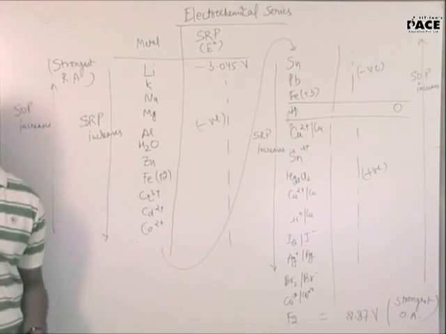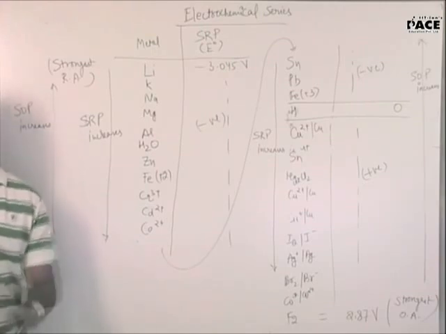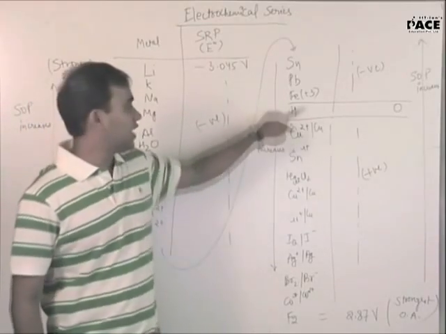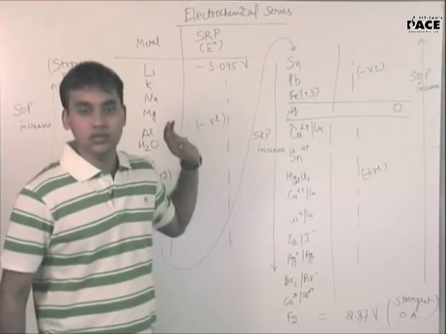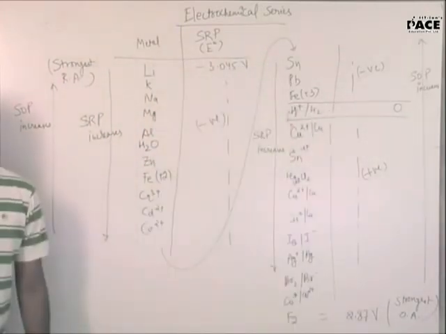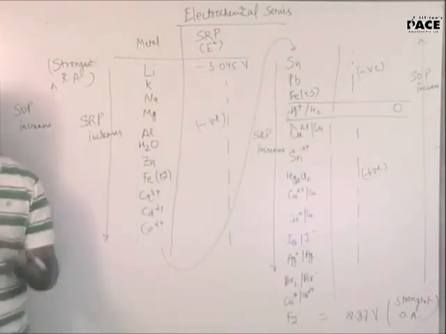So if you have something with a higher SRP, it implies it has a higher tendency to get reduced. So fluorine has a higher tendency to get reduced than hydrogen. This is the standard hydrogen electrode. So effectively it is nothing but H plus to H2. Clear?